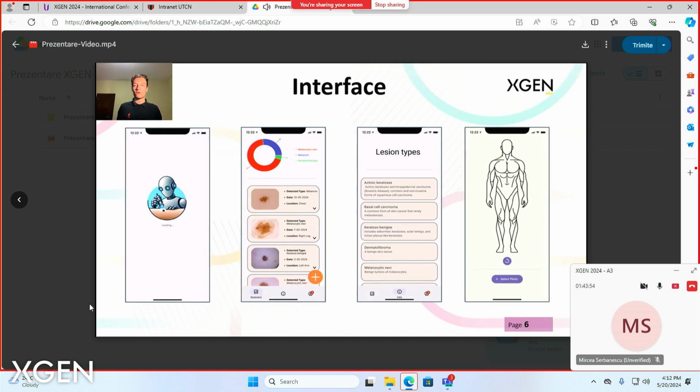Moving on to the interface of our application. It is clean, intuitive, designed to facilitate easy navigation and quick access to information. With a clean color scheme and distinct visual elements, users can efficiently identify and access the desired functions. Each screen is logically organized, offering views and details in a way that does not visually or informationally overload the user.